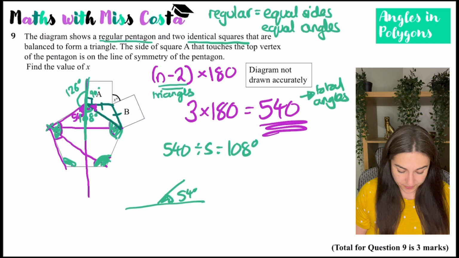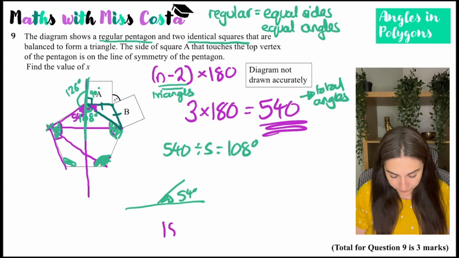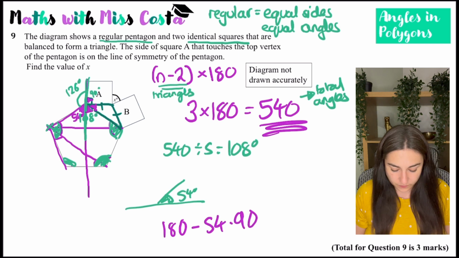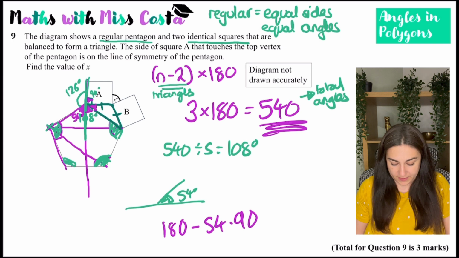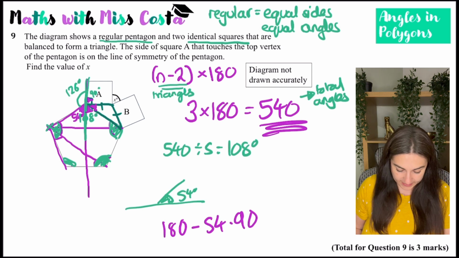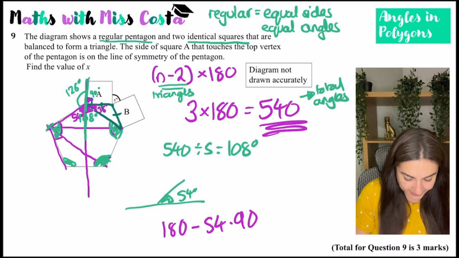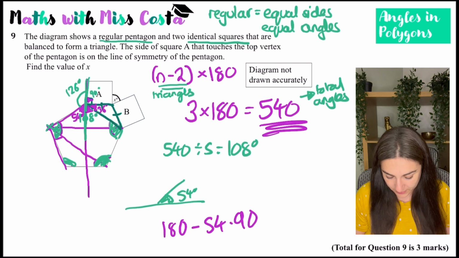You can do whatever you want. You could do 360, take away all of those angles, or you could do 180, take away 54, take 90, because these two angles here are on that. So I'm going to do that. 180, take 90, take 54 is 36 degrees. So I know this little angle there. Let's just draw that triangle a little bit bigger.